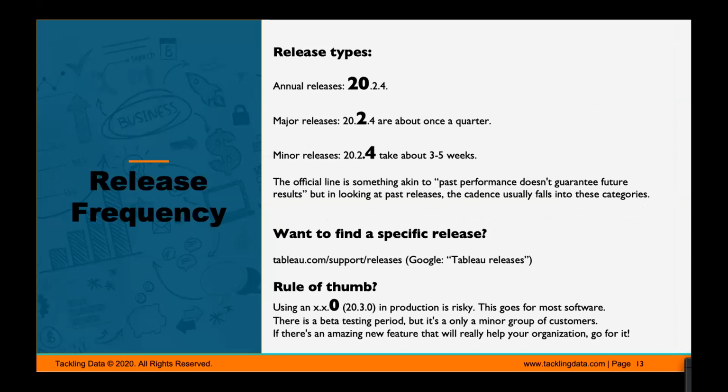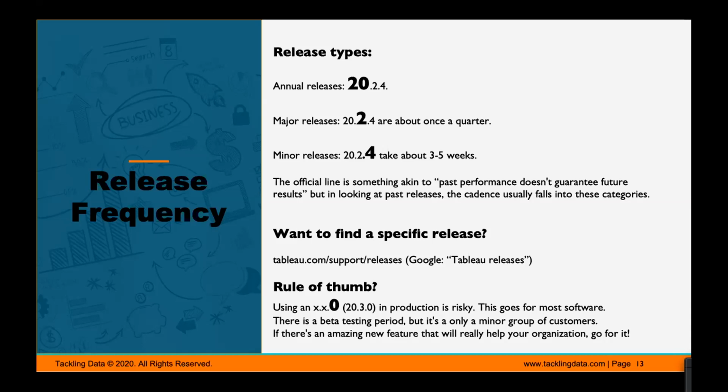The official line at Tableau, especially if you're looking to know when your issue is going to be fixed, is something along the lines of past performance doesn't guarantee future results. But in looking at past releases, the cadence usually falls into these categories. Something could change, of course, but it seems to be every 3 to 5 weeks stuff's getting released. And if you want to find a specific release, you can go back to that page and find one that works for you, and you're going to download it.